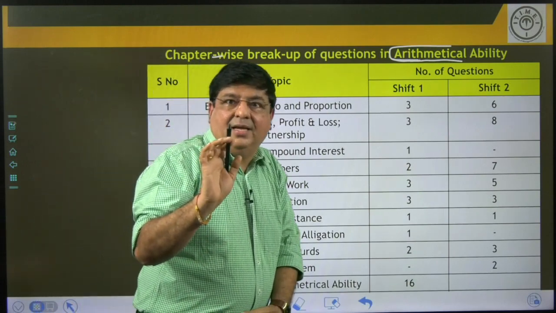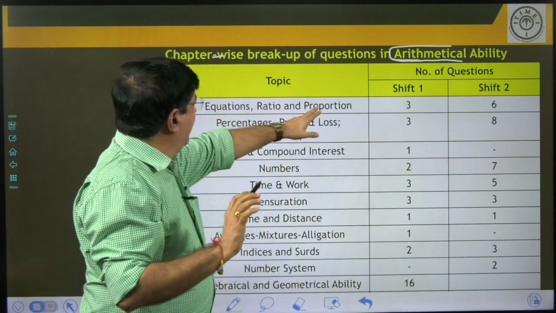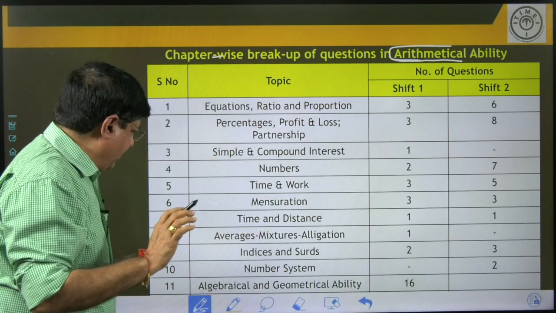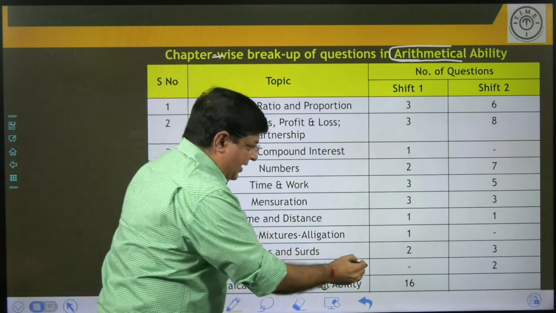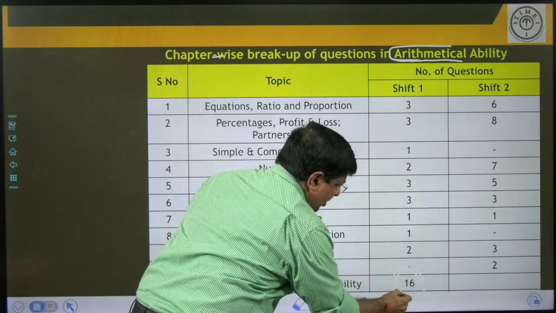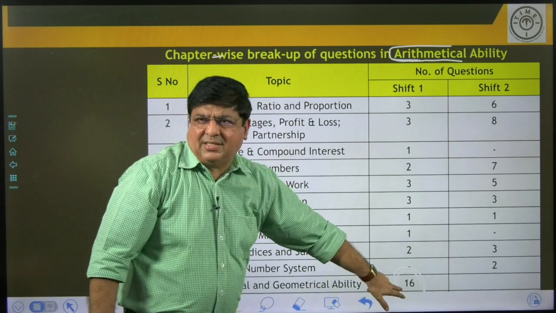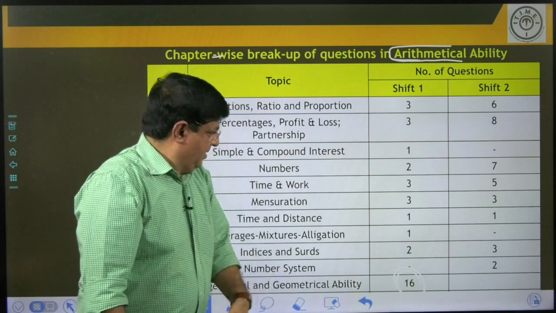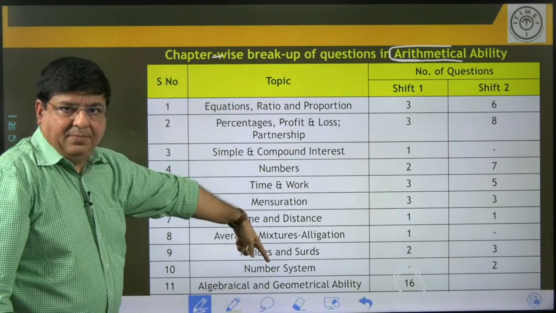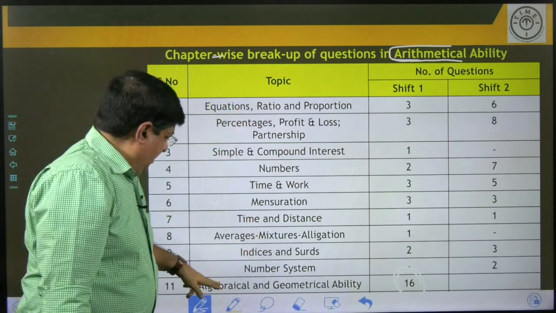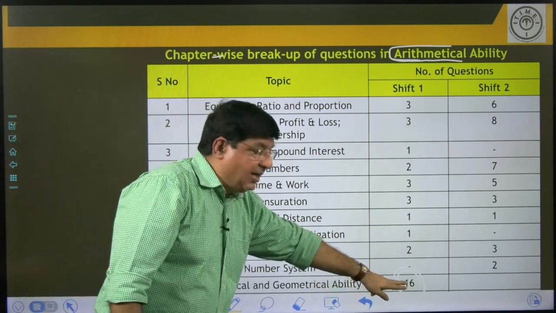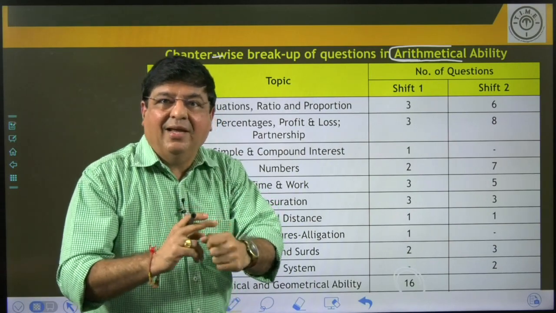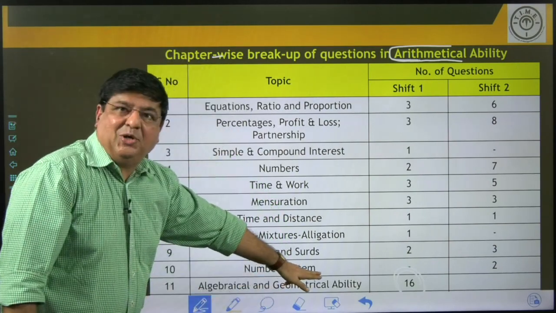But this year in shift 1, what he has given is questions from algebraic and geometric ability. He gave 16 questions. Look at this, the number of questions given in arithmetical ability. Algebraic and geometrical ability means pure maths, coordinate, trigonometry, matrices, plane geometry; all of these come under algebraic and geometrical ability.